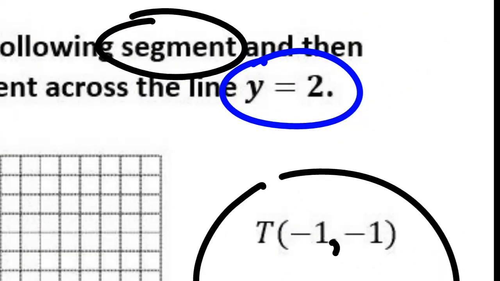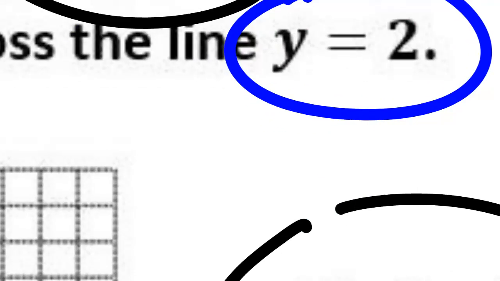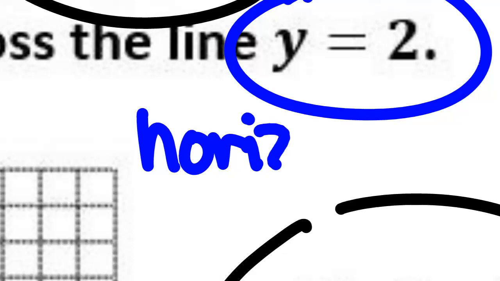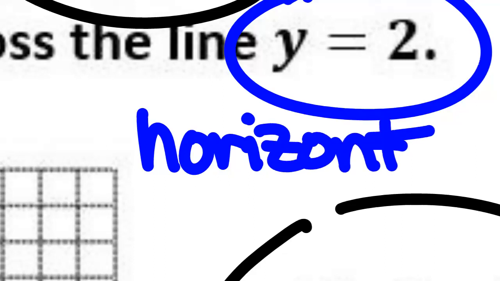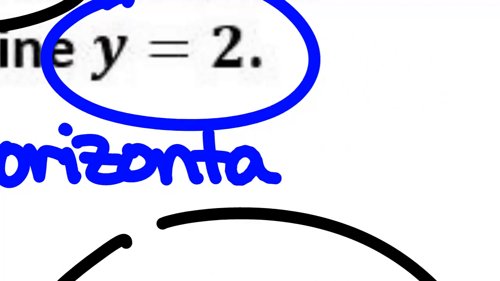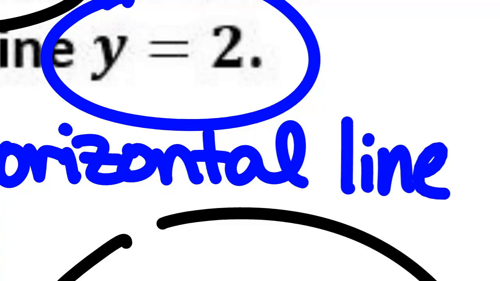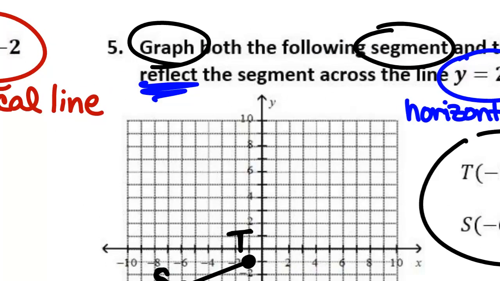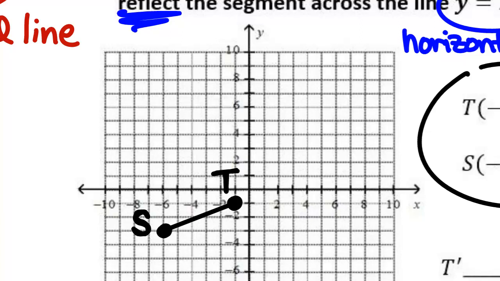We want to reflect across the line y equals 2. That means it has to touch the y-axis at 2. It never touches my x-axis because there's no x here. So that means this has to be a horizontal line. So I'm going to go find 2 on the y-axis. That's the line that we want to reflect over.